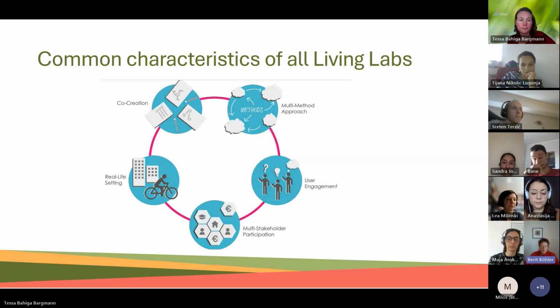Another characteristic is that they take place in a real life setting, as I said, to gain a thorough overview of the context in their working. And another characteristic is co-creation and user engagement. And these kind of overlap a bit, as you see.